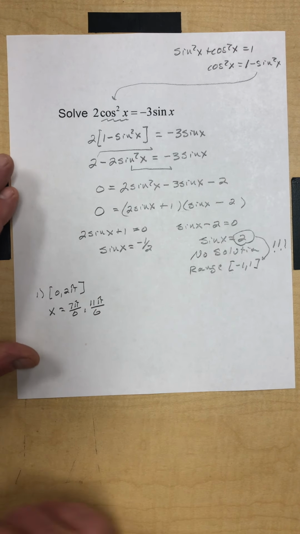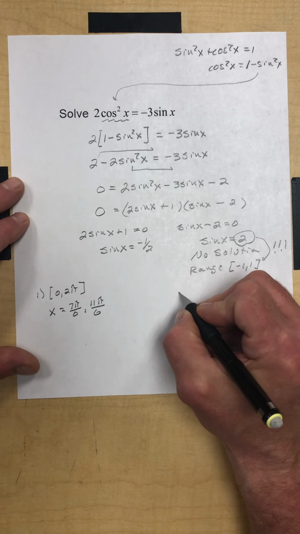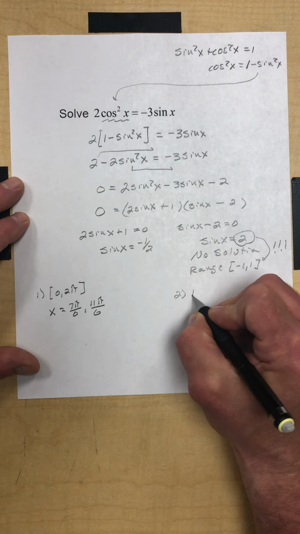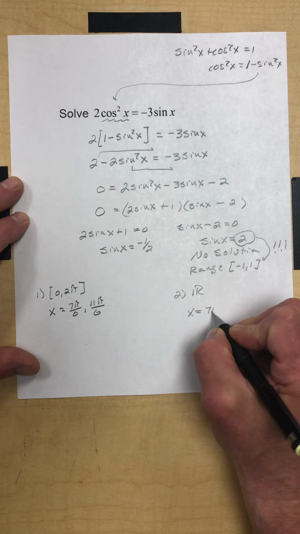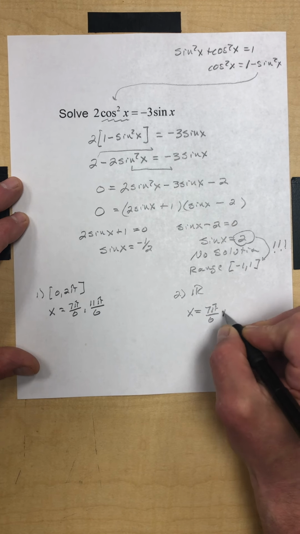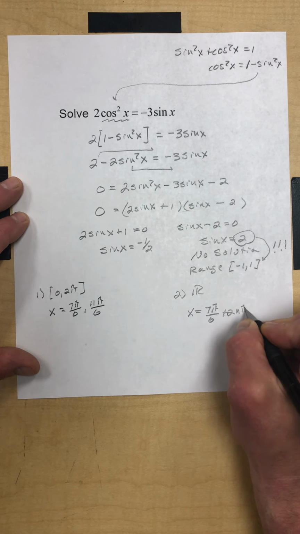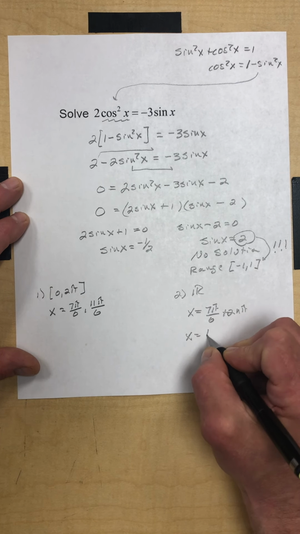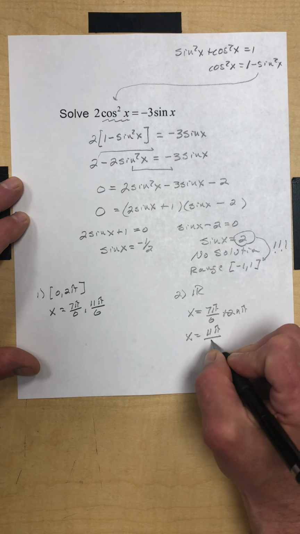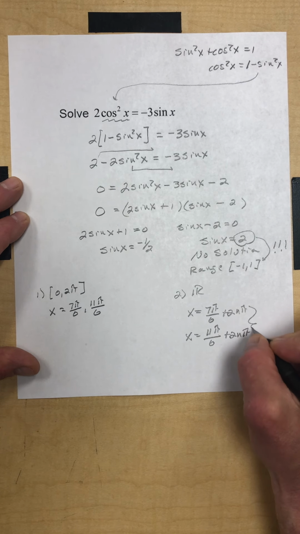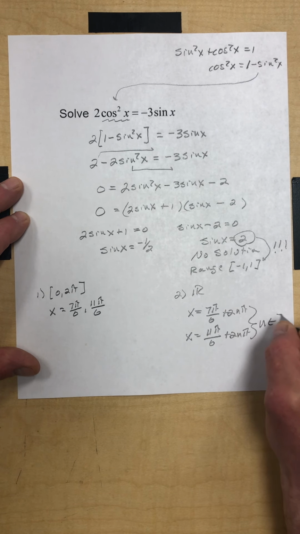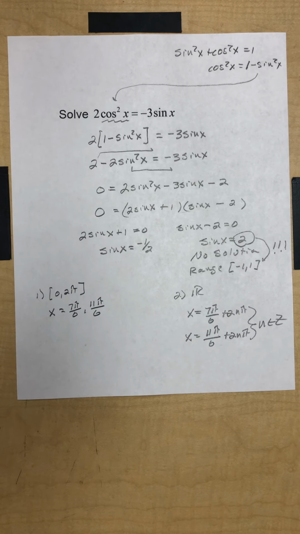Okay. All right, so we're going to take a look at it on the set of real numbers. So x equals 7 pi over 6 plus 2n pi, and x equals 11 pi over 6 plus 2n pi, where once again n is an integer. Okay, third one down. It's not bad.